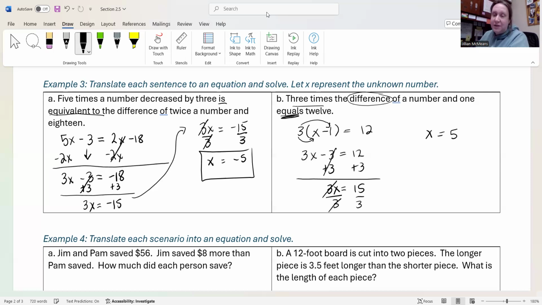So we get positive 5 instead of negative 5. That was an accident. I should have picked a different question. But here again, there's no real way to describe the answer other than now we know x is equal to positive 5. Okay? It's example 4 that's going to be a bit more involved.